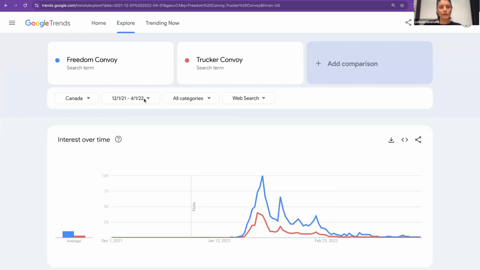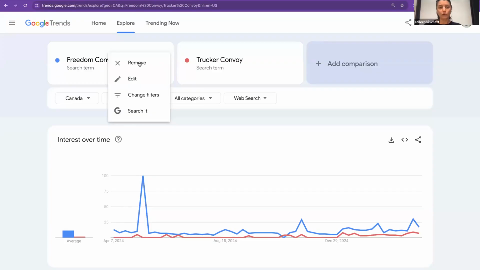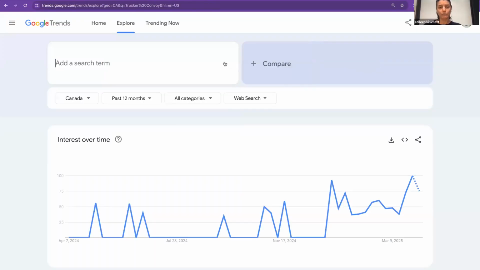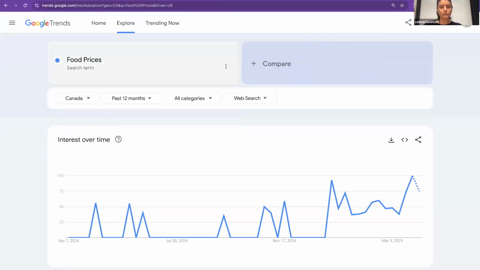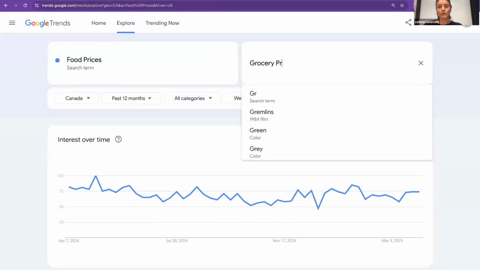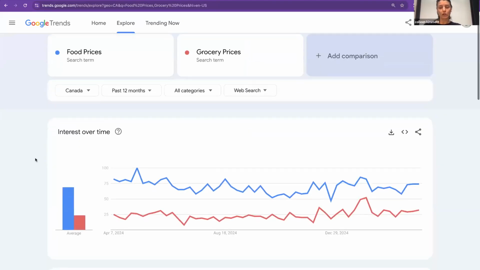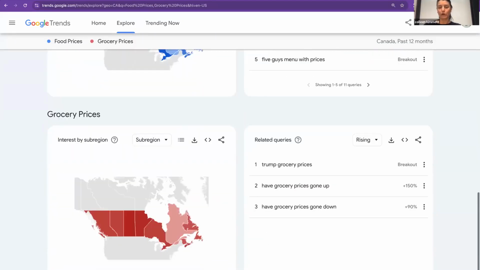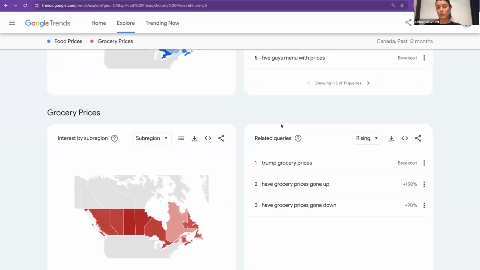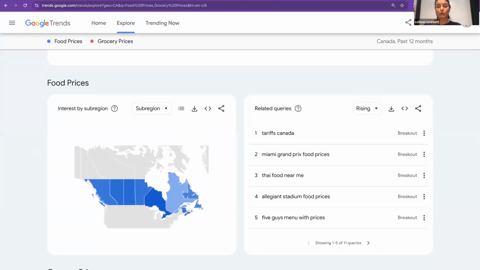Or this was another one I thought of more recently, so I'm going to set my 12 months. Are people looking up food prices, or are they looking up grocery prices? Which might I want to use? And here it looks like people are searching more for food prices compared to grocery prices. And again, related queries here might give some clues about what topics or what kind of questions people are asking related to these search terms.